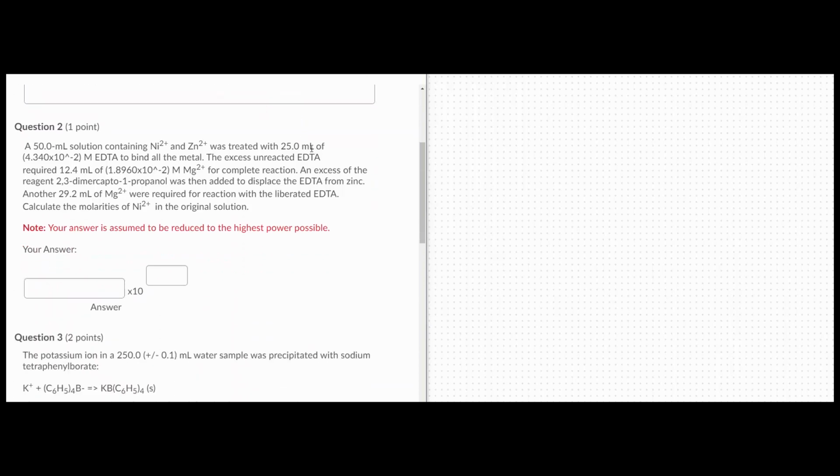Question 2, a 50 milliliter solution that contains both nickel and zinc was treated with 25 milliliters of EDTA to bind all the metal. The excess unreacted EDTA required 12.4, so we're told excess EDTA, which means we're working one of these problems where the total EDTA is going to be equal to the excess plus reacted. So the excess is what we're going to calculate first, because that's what is told to me very clearly.